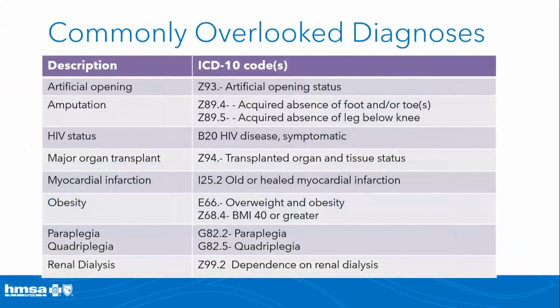Here are some commonly overlooked diagnoses that risk adjust. If you aren't already documenting these annually, now is a great time to start. Artificial openings, amputations. Remember, Medicare needs to be told each year when a patient has an amputation. HIV status, organ transplant, myocardial infarction, obesity, paraplegia, quadriplegia, and renal dialysis. Other conditions often overlooked include rheumatoid arthritis, vascular disease, major depression, malnutrition, and bowel obstruction.